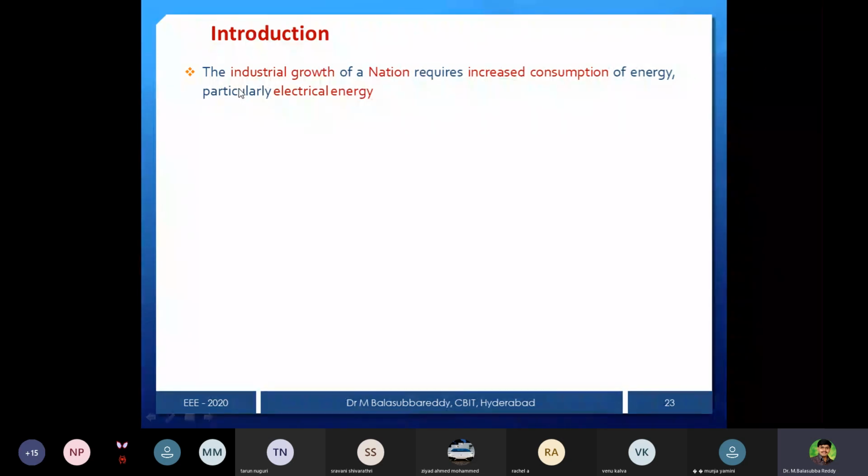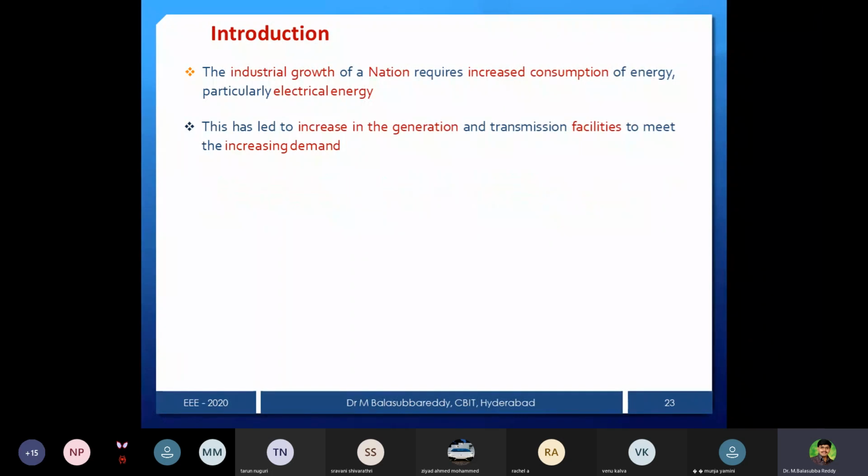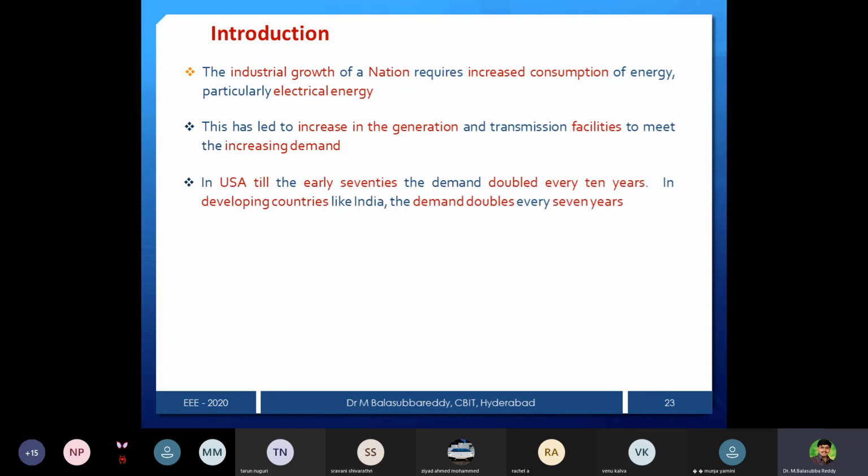Then with the industry growth of a nation, they will use more electrical energy, and this has led to an increase in generation and transmission facilities to meet the increasing demand. So because industry growth is there, we need to generate more and more power. And in the USA, in the early 70s, this analysis is from that time. In the early 70s, the demand doubled every 10 years in the USA. But the same in India, every 7 years.